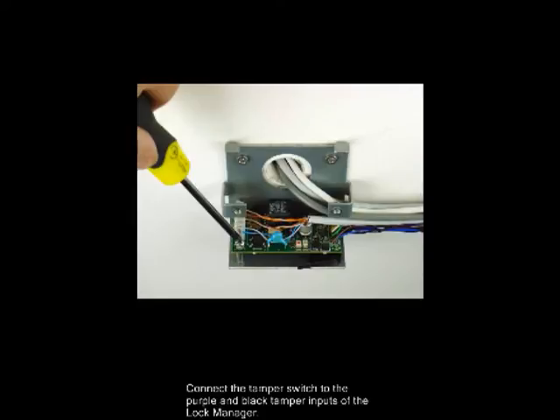Connect the tamper switch to the purple and black tamper inputs of the lock manager. If a double-pole break glass is installed, route the tamper through one of these contacts as well. If the break glass is subsequently broken, this will generate an alarm. Connect the reader to the lock manager, matching the colors one-to-one.